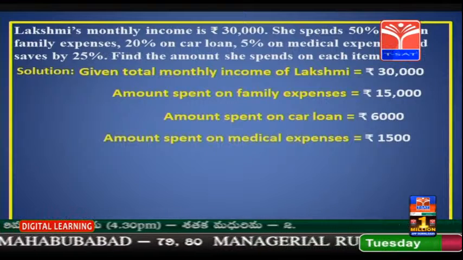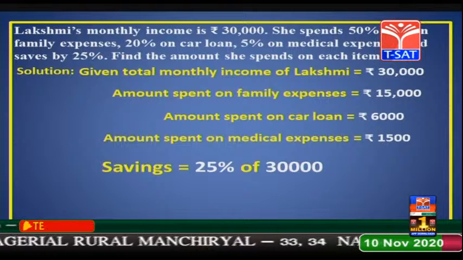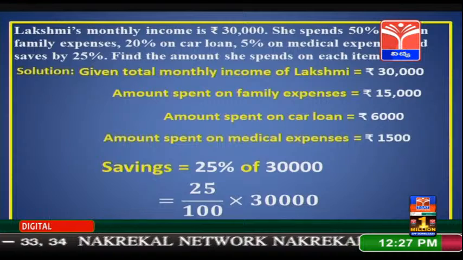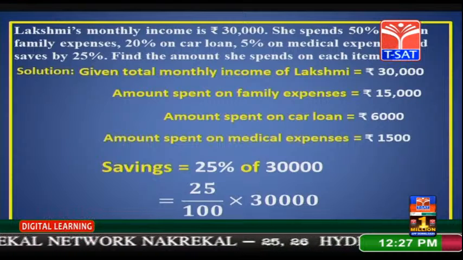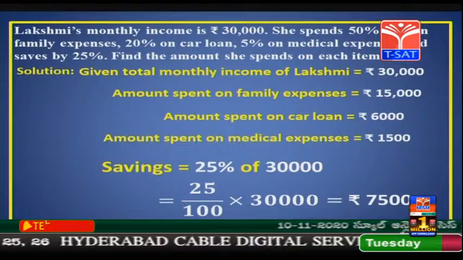Finally, we will take a look at her savings, that is 25% of her salary, that is 25% of 30,000, which is 25 by 100 into 30,000. On simplifying you get 7,500.